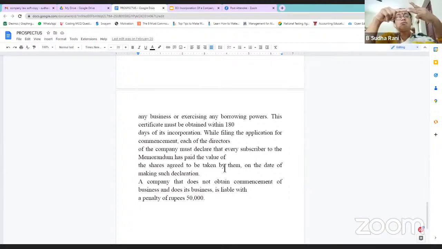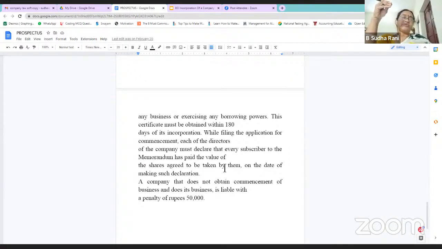And the third document is a statutory declaration stating that all the provisions of the Companies Act for the commencement of business have been followed. With these three documents in printed form, signed by the subscribers of the company and an advocate, must be submitted to the Registrar of Companies.